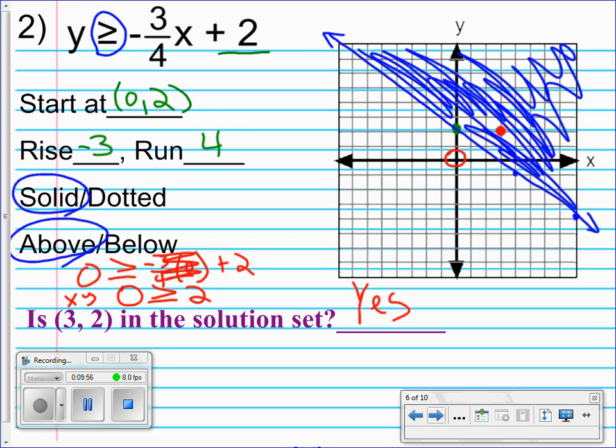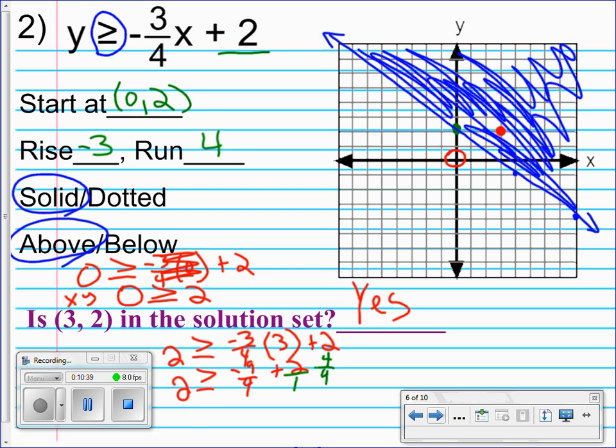X and Y. 2 needs to be greater than or equal to negative 3/4 times 3 plus 2. Negative 3/4 times 3 is negative 9/4 plus 2. You can either use the calculator to add that together, but I also want to show you how to do it with common denominators. So to add negative 9/4 and 2 together, I need 2 to have a denominator of 4, which means multiplying top and bottom by 4.